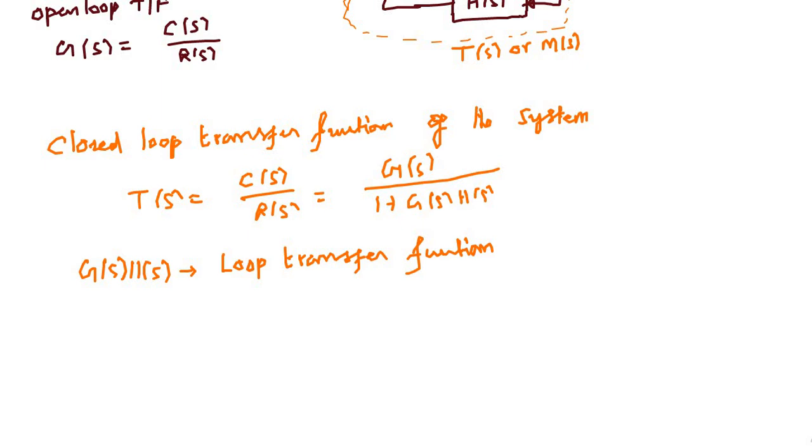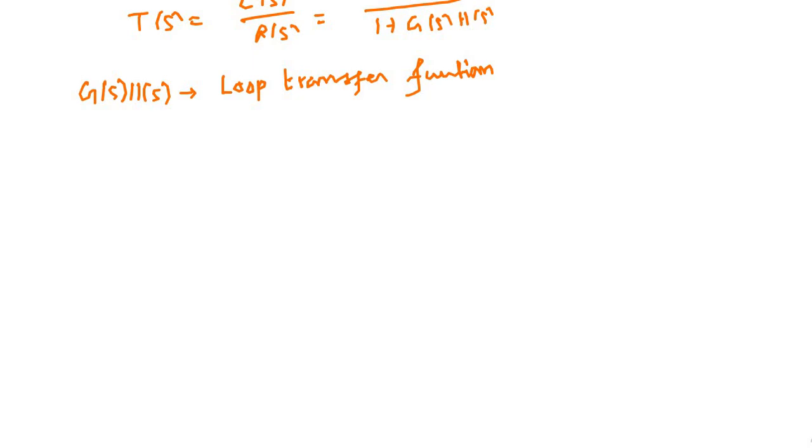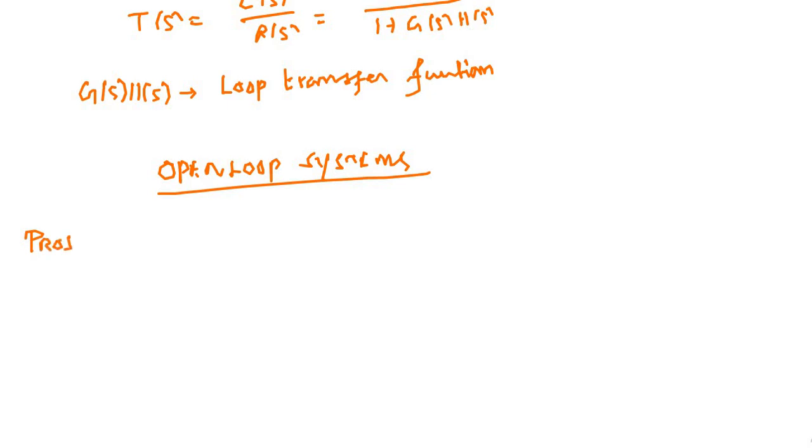We are going to concentrate more on open loop systems as well as closed loop systems. Now we are going to learn about the advantages and disadvantages of open loop as well as closed loop systems. Open loop systems have some advantages and disadvantages. Closed loop systems also have some advantages and disadvantages. We'll talk about them now. So let's consider the open loop systems first. I will talk about the advantages, called pros.